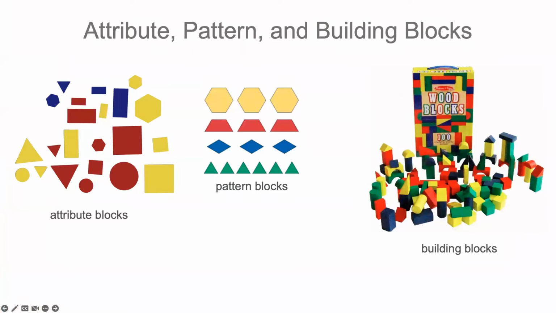There are 2 sets of 2-dimensional shapes, attribute blocks and pattern blocks. Attribute blocks pictured on the left are circles, squares, hexagons, triangles, and rectangles. They are provided in 3 colors and 2 sizes, big and little. Attribute blocks support lessons that include shapes, color, and size names, as well as comparisons.